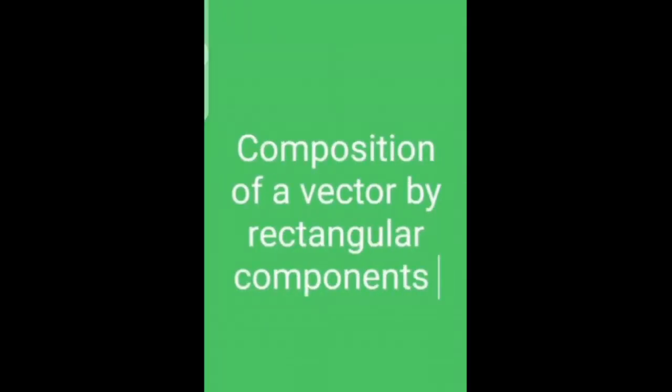Composition of a vector by rectangular components. By this we will find the magnitude of the resultant vector F. Using the Pythagoras theorem we have OC squared equals OA squared plus AC squared. F squared is equal to Fx squared plus Fy squared, so F is the square root of Fx squared plus Fy squared. Now we put tan theta equal to Fy upon Fx. This is the equation for finding the magnitude and direction of the resultant vector F.